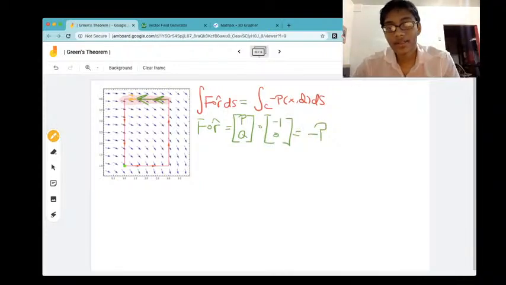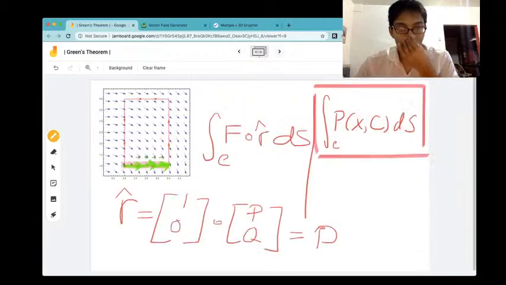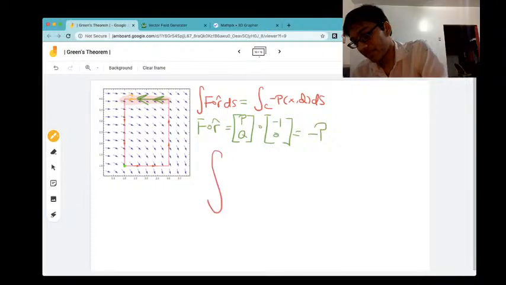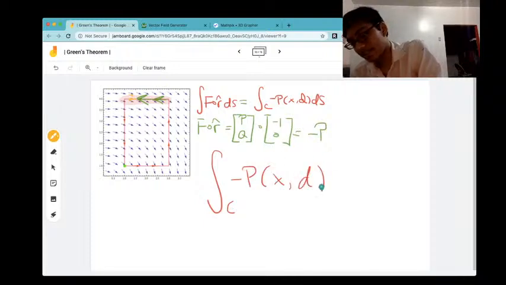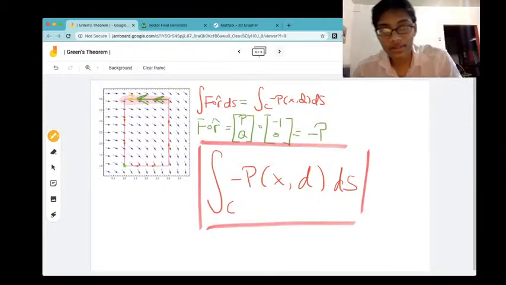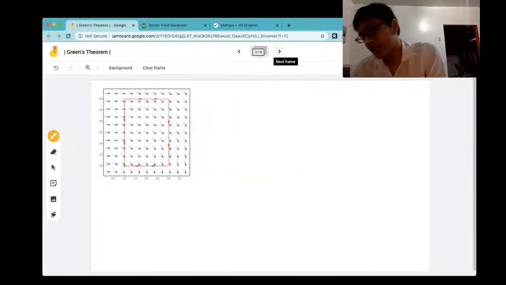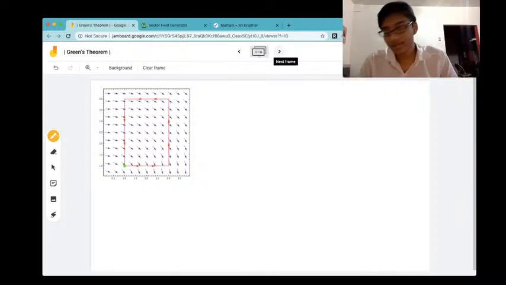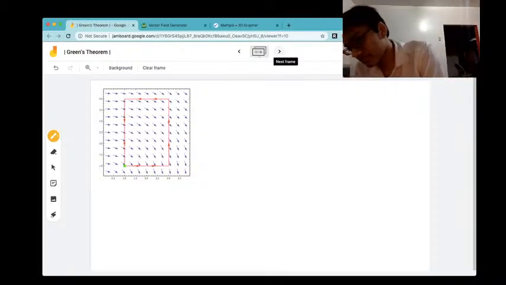Okay, so we just did our first two line integrals. Let me write it big for those of you who are interested: minus p of x comma d ds, and that right there is our work done across the path of interest. Next, slide number 11. Now we're focusing on the left and right paths of motion, right? So let's highlight those. Let's first focus on this one.